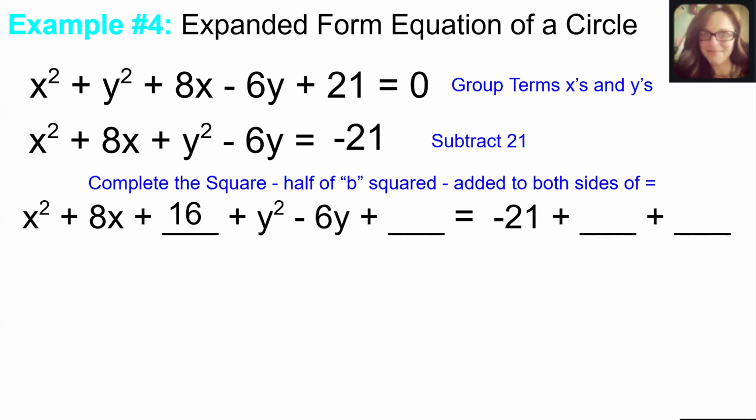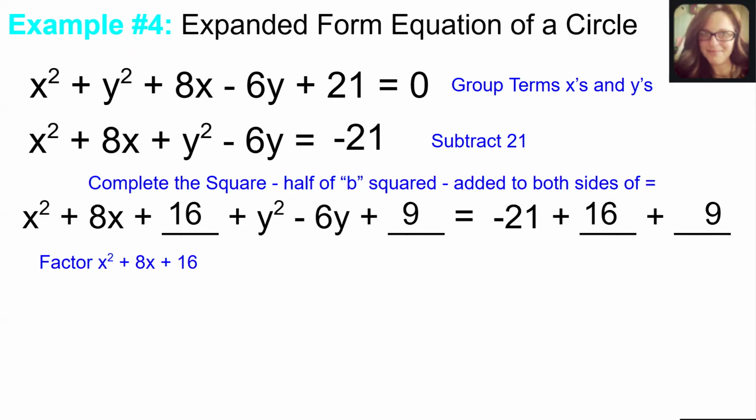Half of 8 is 4. 4 squared is 16, so we'll add that on the left and on the right-hand side of our equal sign. Then we'll take a look at negative 6. Half of negative 6 is negative 3. Negative 3 squared is 9, and we'll add it to both sides of our equal sign.